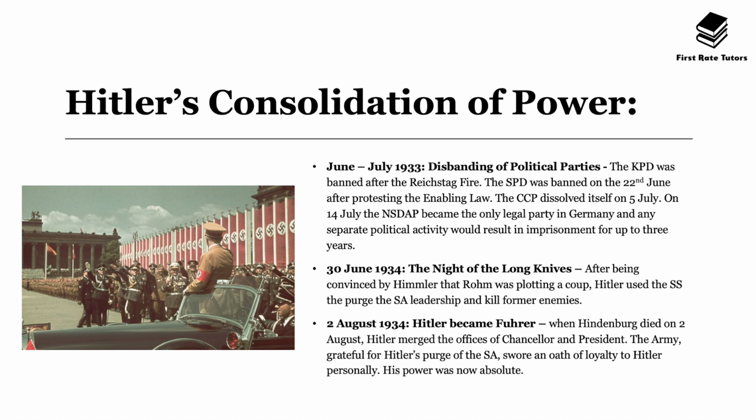On 2nd August 1934, Hindenburg, who was the president, died, and this is when Hitler became Fuhrer. He merged the offices of Chancellor and President, and the army, grateful for Hitler's purge of the SA, swore an oath of loyalty to Hitler personally. Now his power was absolute.